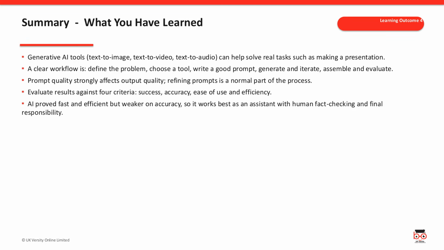Generative AI tools, text-to-image, text-to-video, and text-to-audio can help solve real tasks like building a presentation. A clear workflow guides you. Define the problem, choose a tool, write a good prompt, generate and iterate, then assemble and evaluate. Prompt quality strongly shapes the output, so refining your prompts is just part of the job. And you judge the result against 4 criteria: success, accuracy, ease of use, and efficiency, remembering that AI proved fast and efficient, but weaker on accuracy, so it works best as an assistant with human fact-checking and final responsibility.